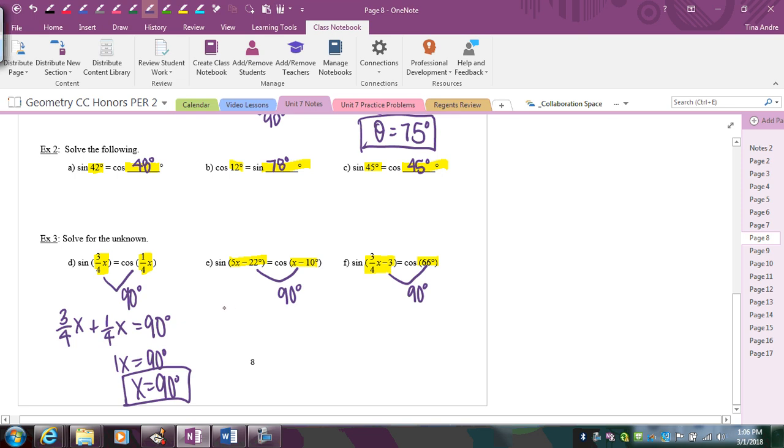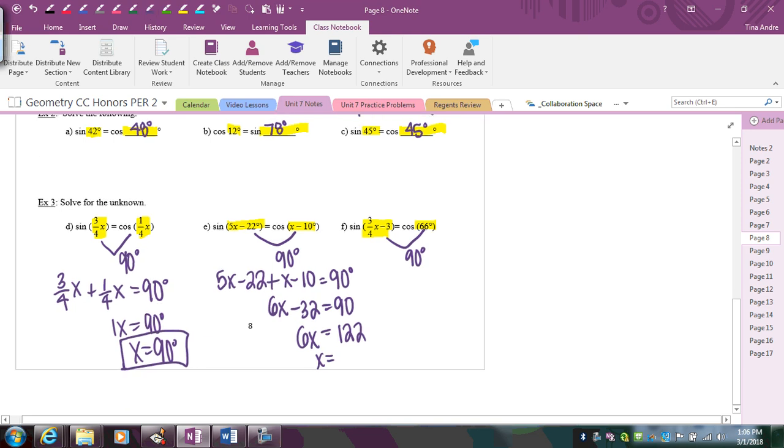Next one, same concept. Take the angles, add them up, set it equal to 90, because if sine and cosine are equal, well then those angles have to be complementary. So then we just combine like terms, so we get 6x minus 32 equals 90. Add the 32 to both sides, you get 122. Divide by 6, and we get a fraction, so I'm just going to leave it as 61/3.